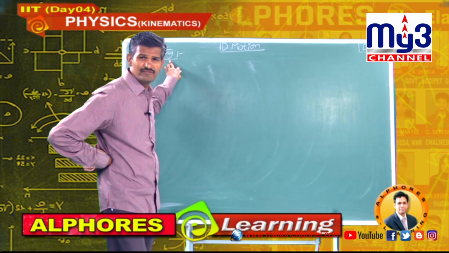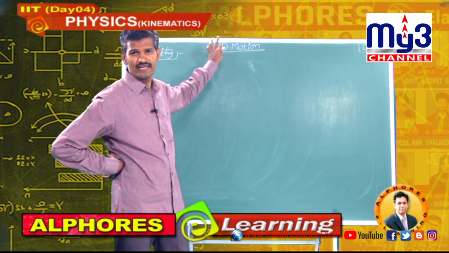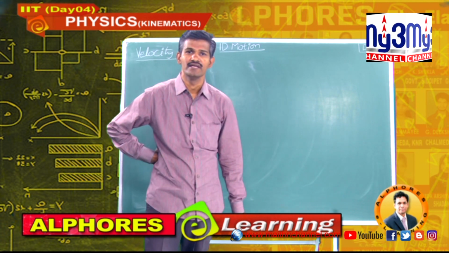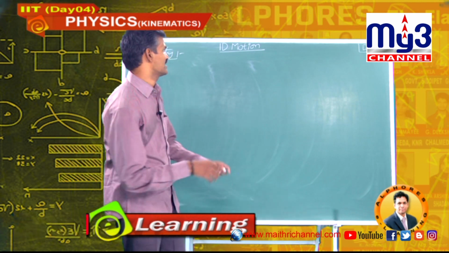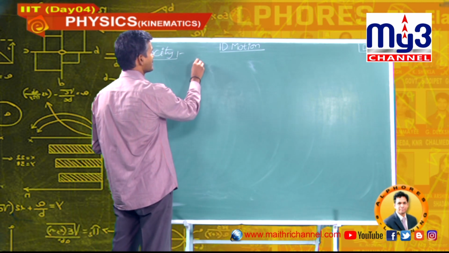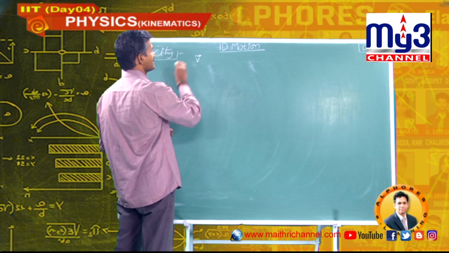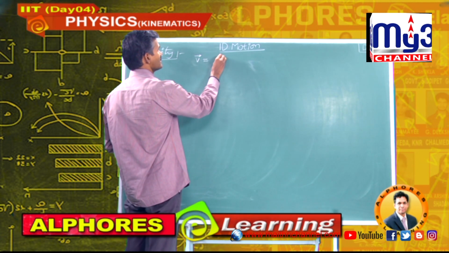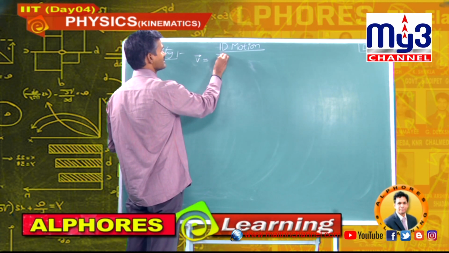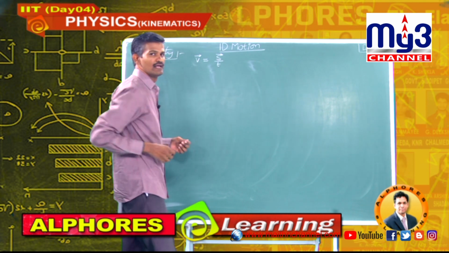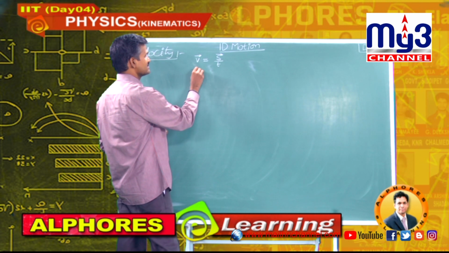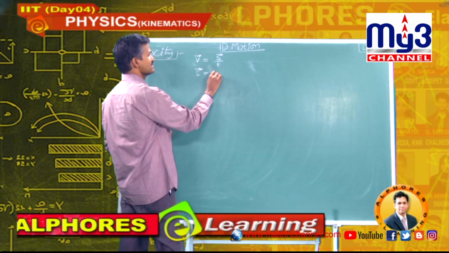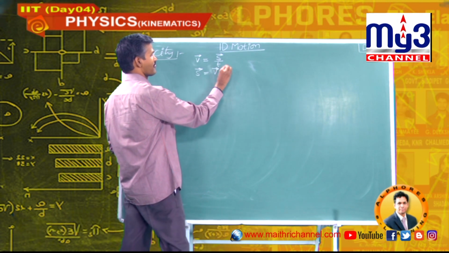What is the basic definition of velocity? Velocity is defined as displacement travelled by the body in unit time. Velocity is a vector quantity. This velocity is written as v bar, that is displacement s bar by time t. So from this we can also calculate displacement. Displacement is v bar into t.